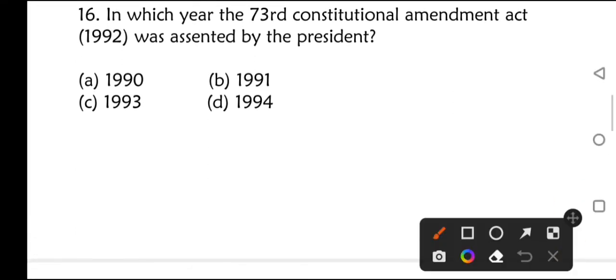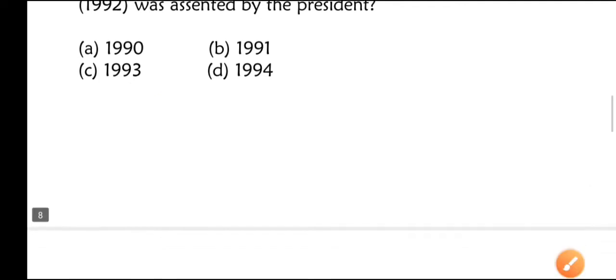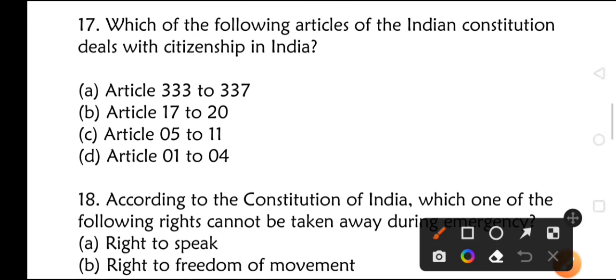In which year the 73rd Constitutional Amendment Act 1992 was assented by the President? It was in the year 1993. Okay. Then question number 17. Which of the following articles of the Indian Constitution deals with the citizenship in India? You all know it is Article 5 to 11. It deals with citizenship. Okay.